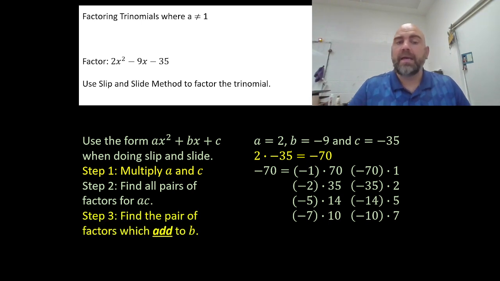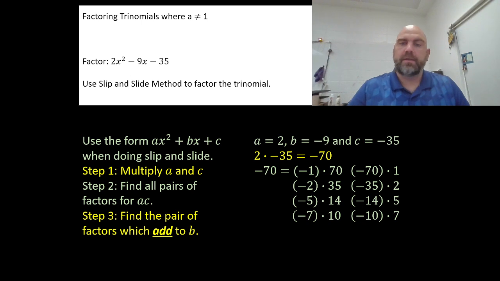So step 3 is we need to find the pair of factors which add up to b. All right, let's go back to b. Looking at our trinomial, the b value is -9. Do any of those pairs add up to -9? Well, -1 and 70 is +69.